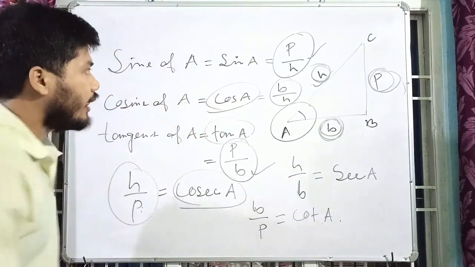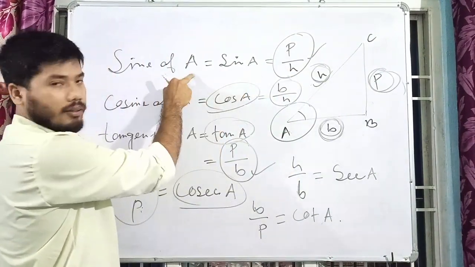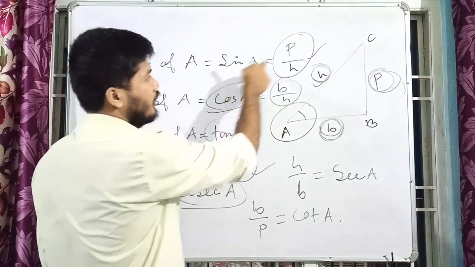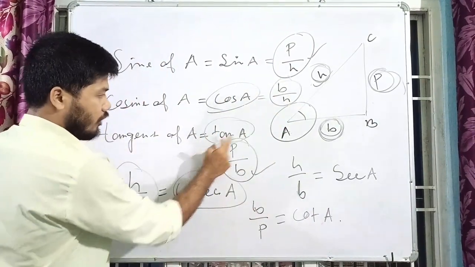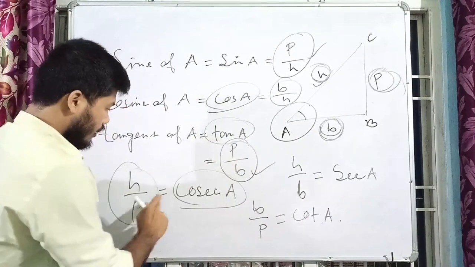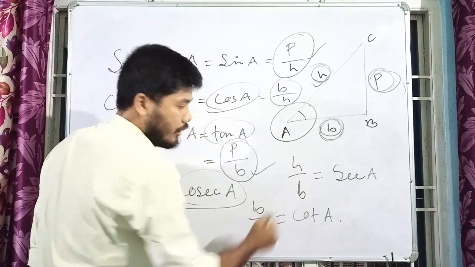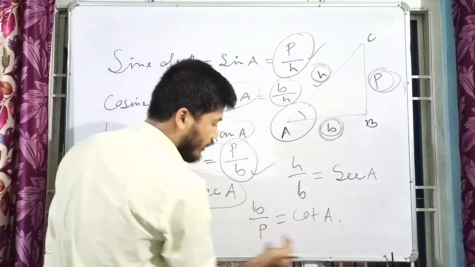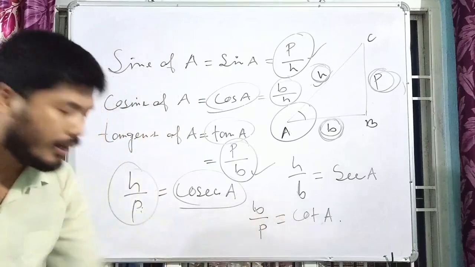So we can write sin A is equal to, for sine of an angle, right? So sine of an angle is P by H, cos of an angle is B by H, tan of an angle is P by B, cosec of an angle is H by P, sec of an angle is H by B, and cot of an angle is B by P.